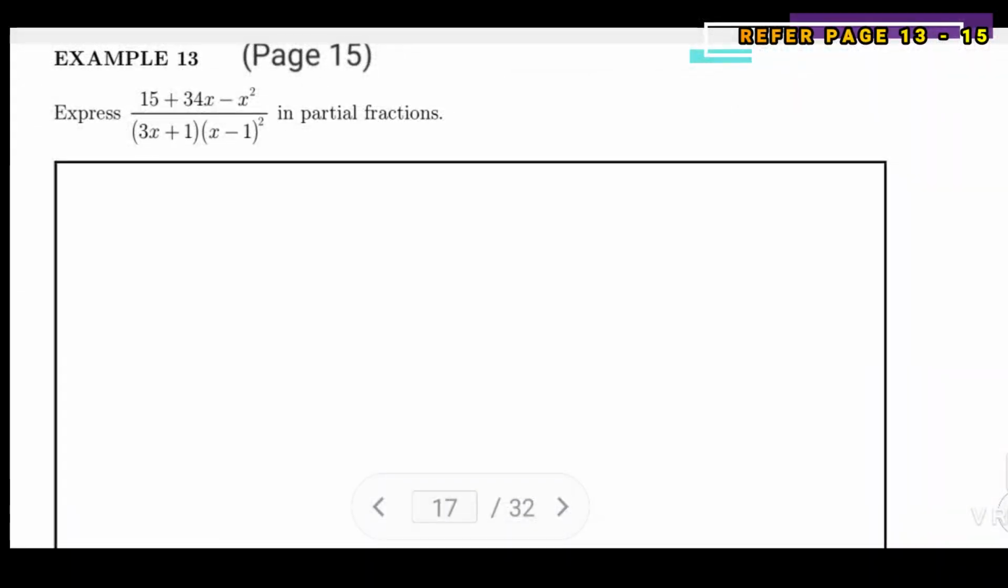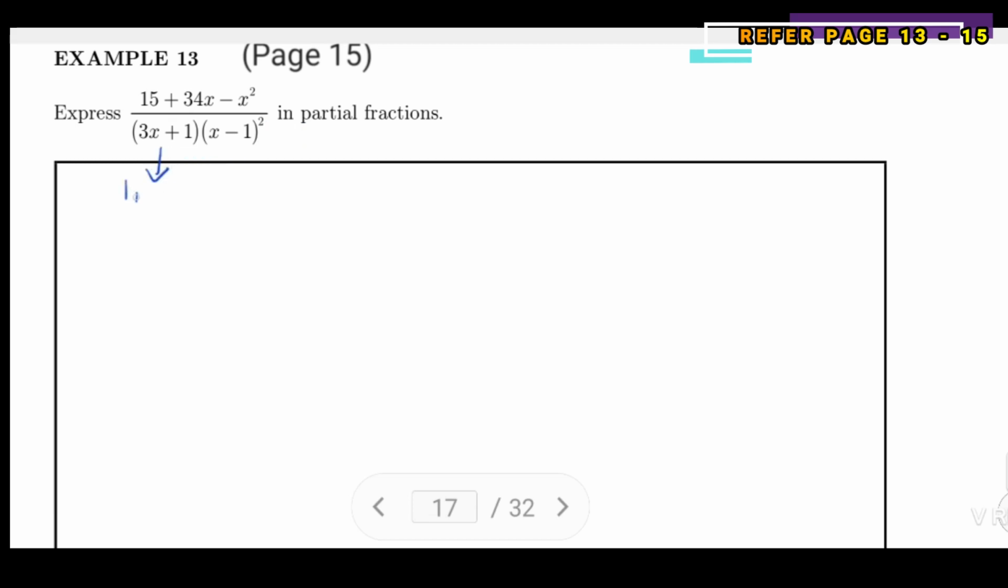Example 13 on page 15. Express (15 + 34x - x²) over (3x + 1)(x - 1)² in partial fractions. So this fraction is a proper fraction since the degree of the numerator is 2 while the degree of the denominator is 3. Since the degree of the numerator is less than the degree of the denominator, this is a proper fraction. So let's have a look at the factors in the denominator.